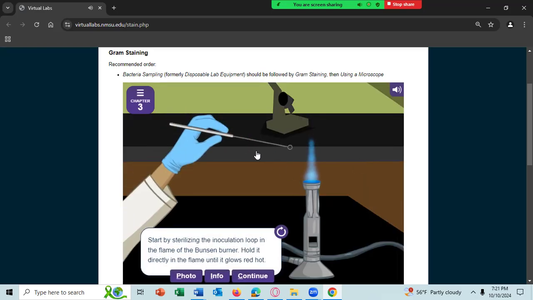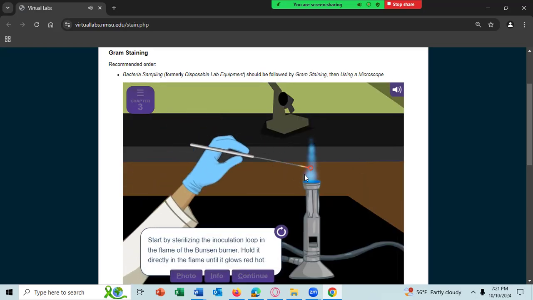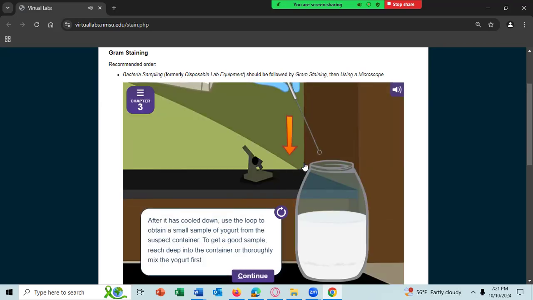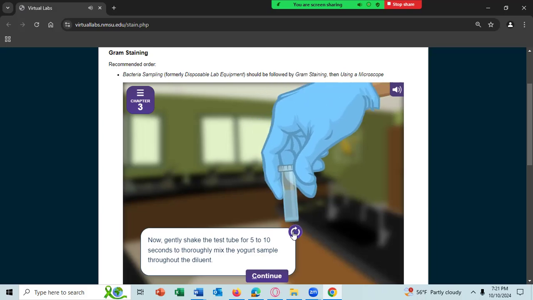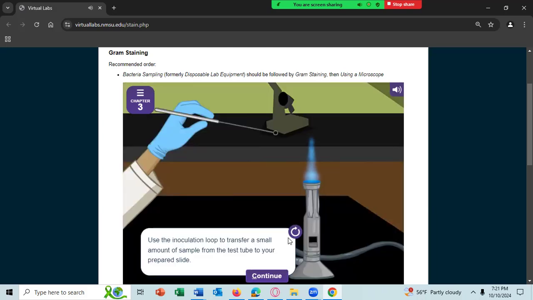Start by sterilizing the inoculation loop in the flame of the Bunsen burner. Hold it until it turns red hot. After it has cooled down, use the loop to obtain a small sample of yogurt from the suspect container. Notice it's not red hot anymore. To get a good sample, reach deep into the container or thoroughly mix the yogurt first. Place the yogurt sample into the previously measured diluent, PBS. So we're diluting it because we'll have too much bacteria on the loop. Now, gently shake the test tube for 5. Use the inoculation loop to transfer a small amount of sample.